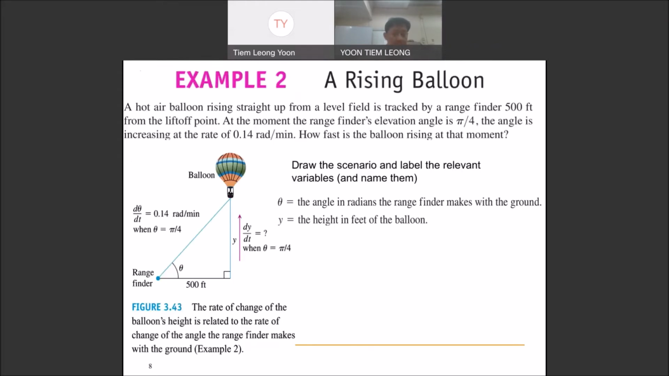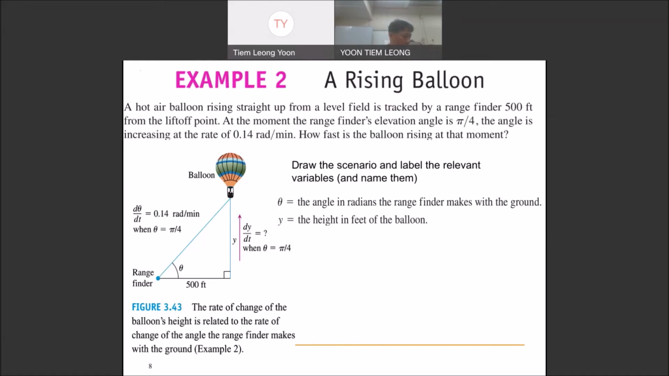Okay, so this is another question. Example 2. Again, this is a question that requires you to translate the scenario into equations that relate the quantities in the scenario. So you need to understand the scenario, understand how to do the translation, then write down the equations, then solve it.